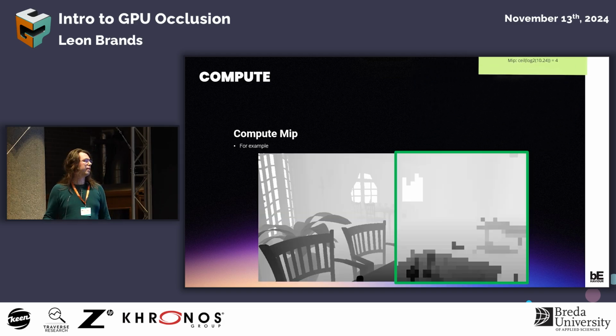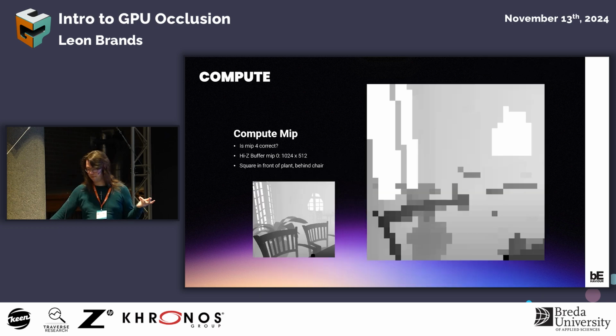Now, you might be wondering at this point, is that the correct MIP level? So our high set buffer at MIP 0 starts at 1024 by 512. We start at sort of like the nearest size, the nearest power of 2 downwards from the original screen buffer. So this is from a 1920 by 1080p render buffer. So let's say our square is an imaginary model that we want to draw there, in front of the plant, but behind this chair.